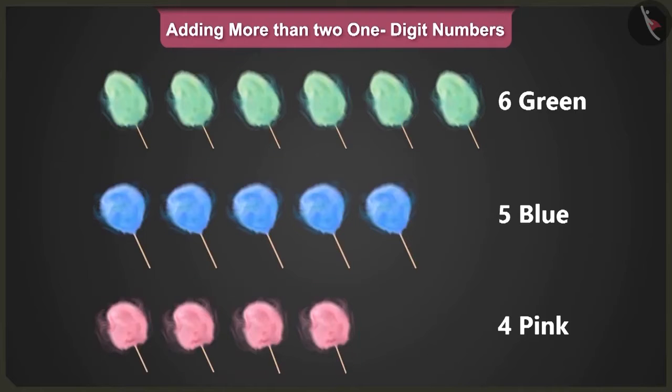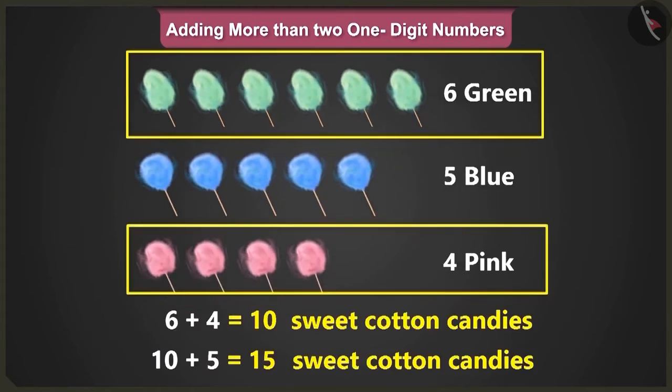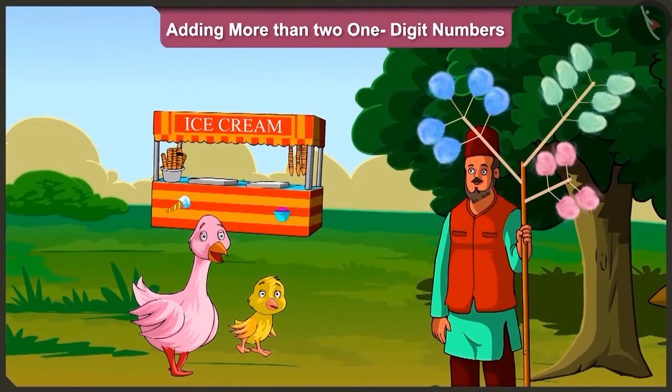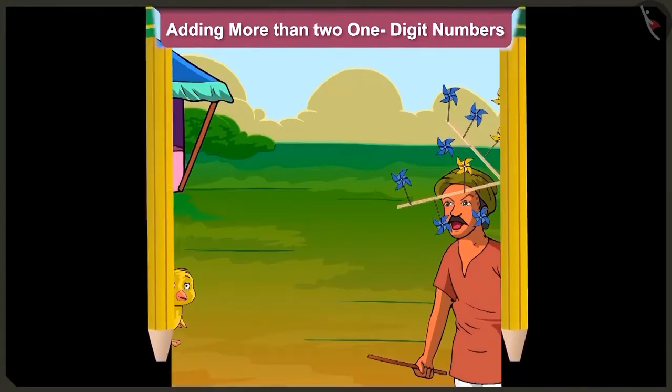Tell me, Pillu. Because I remember that in addition, those numbers that add up to 10, if added first, can make the addition of more than two one-digit numbers easier. Wow, well done, Pillu. Now let us see the second example.